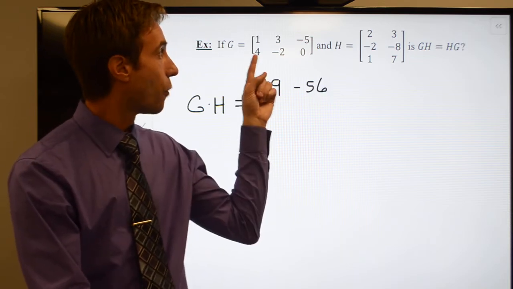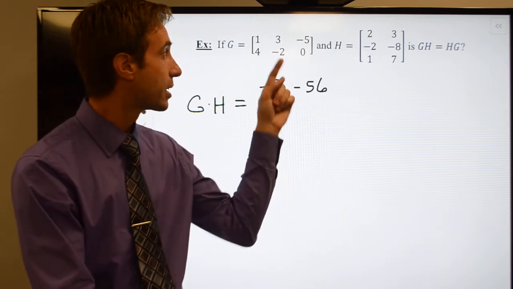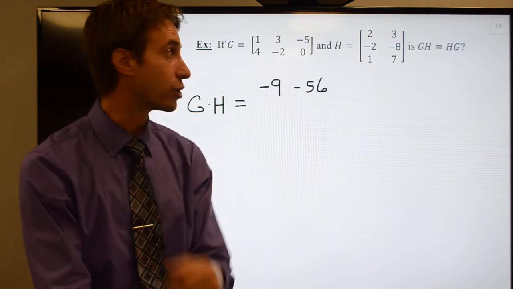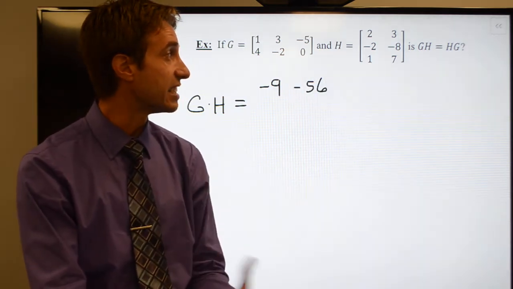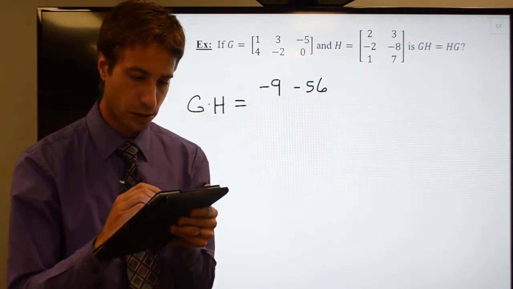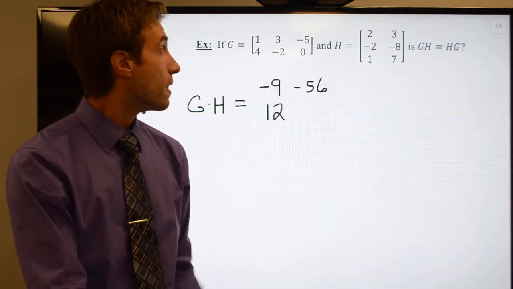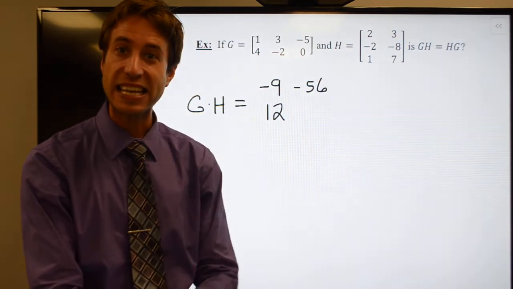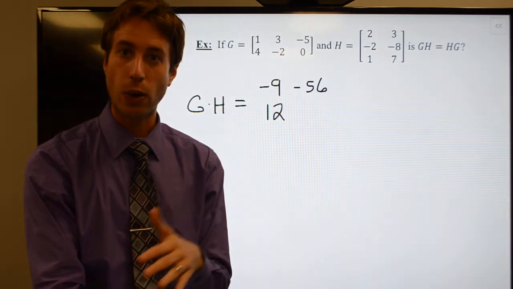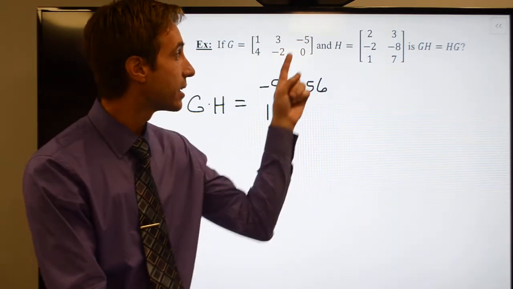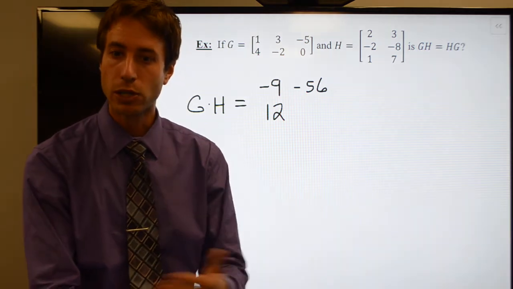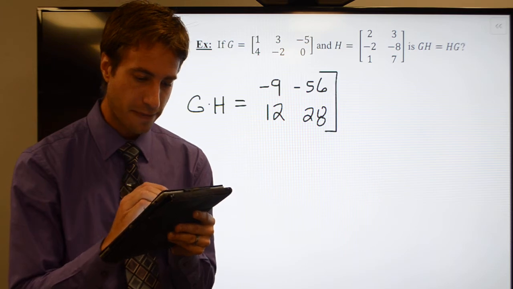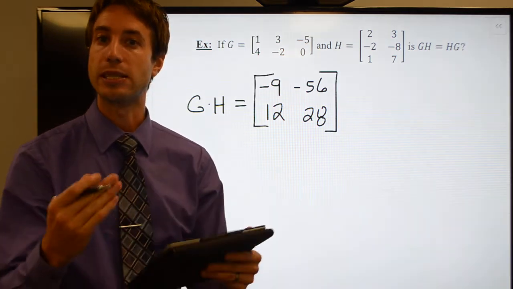Let's keep going. I got 4 times 2, which is going to be 8. Negative 2 times a negative 2, which is going to be 4. 8 plus 4 is 12. 0 times 1 is 0. So 12 plus 0, that's just a 12. 4 times 3, 12. Negative 2 times a negative 8 is going to be 16. So I got 12 and 16, which gives me 28. 0 times 7 is 0. 28 plus 0 is just 28. So there we go. I have my product matrix from doing G times H.